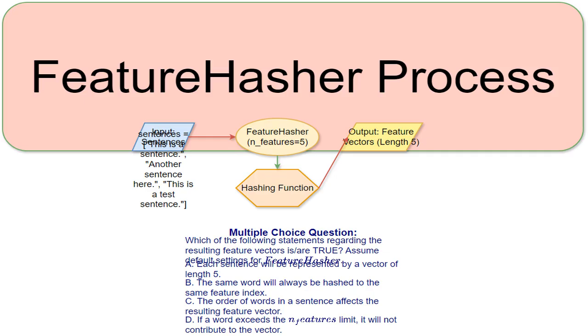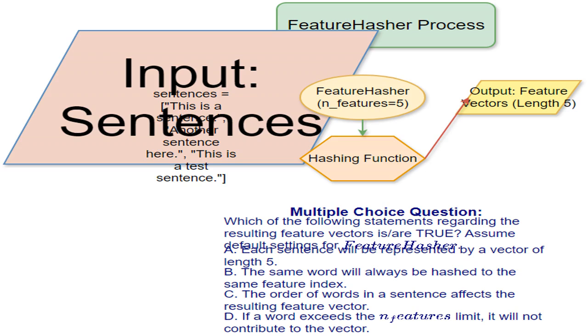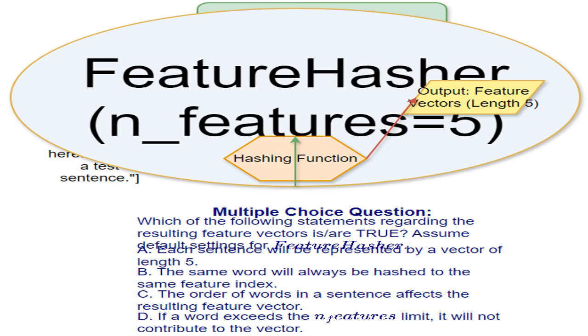I'm using Sklearn's FeatureHasher to convert text into numbers. It's like a special code that turns words into numbers a computer can understand. I start with a list of sentences. These sentences are the raw text data that I want to transform into numerical features so that the machine can learn from them.